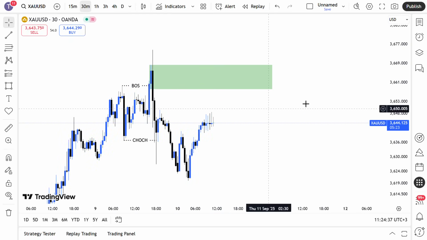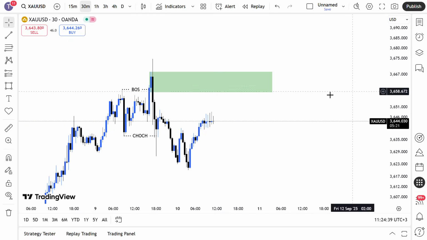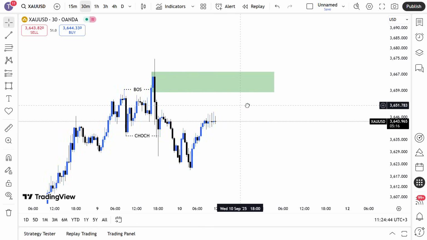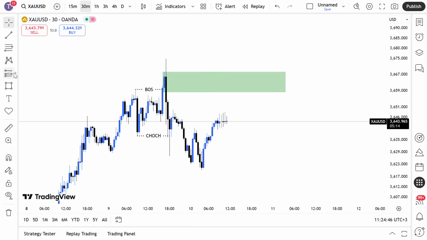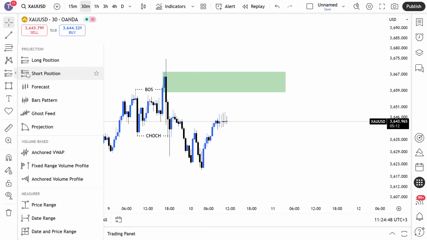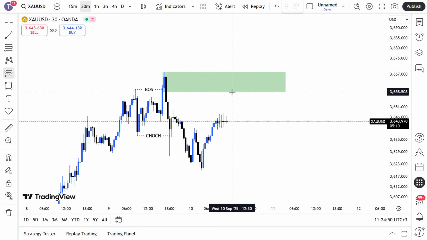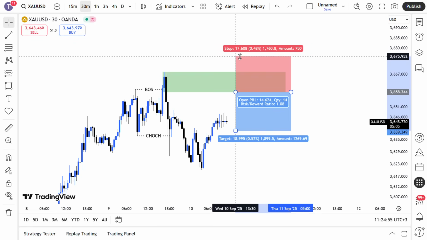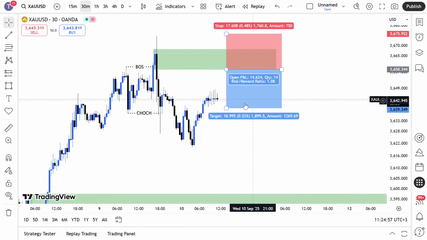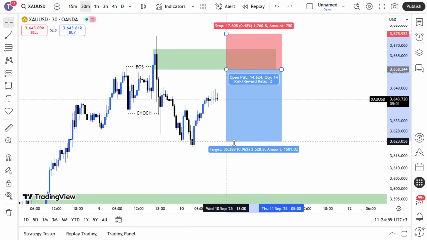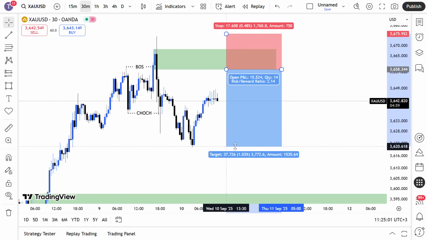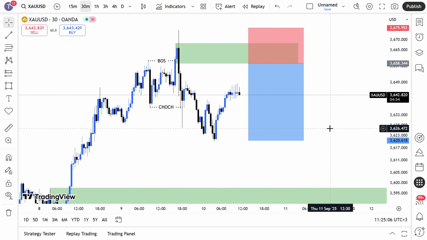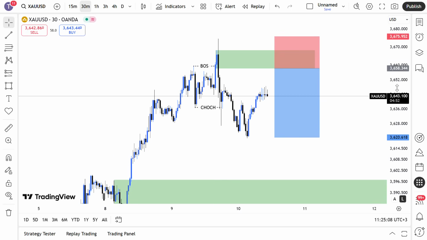So generally, I don't advise you to take an aggressive sell position from this area, but I'll advise you to look for a change of character or a confirmation, because if you enter aggressively from this area, your stop loss will be very, very big. So the take profit will be on this low, and you can see that is a 1:2 risk to reward ratio, but with a very big stop loss.